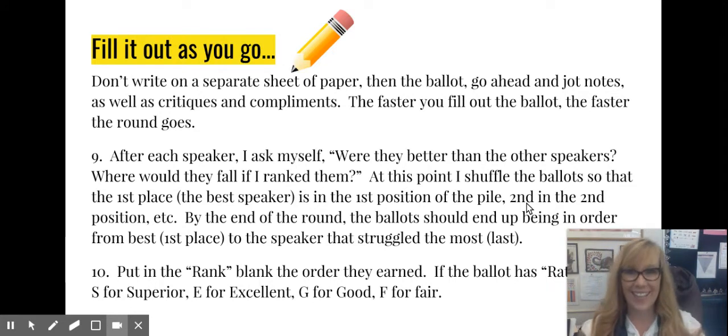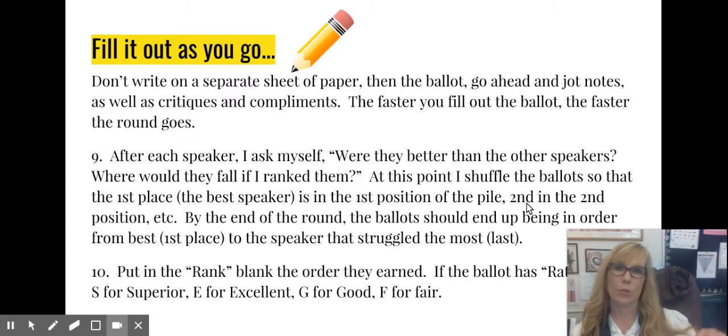Five, etc. I used to not do this, and it would take me much longer to fill out the ballots because I had to figure out and try and remember whose speech was whose. It also helps me to write on the ballot a few things that help me remember them, like story about mom, the cashier, or something like that. All right. I hope that helped.